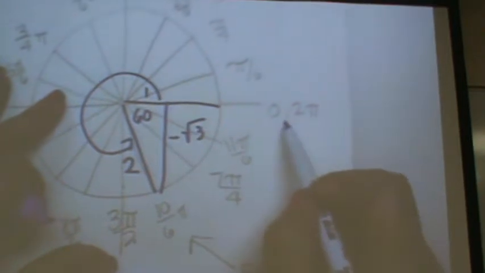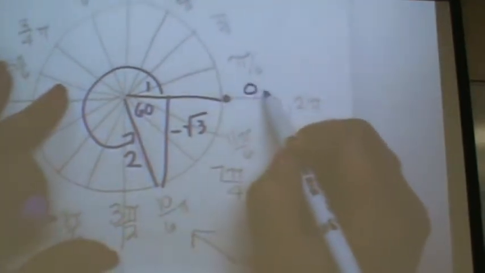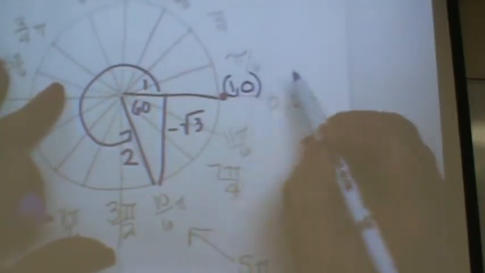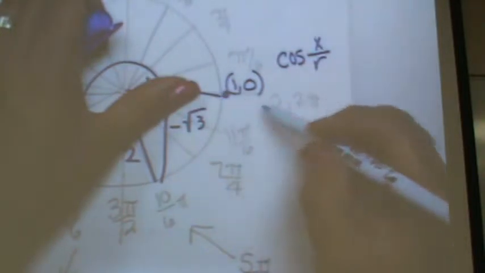Okay. What about cosine of 2 pi? Where's 2 pi at? Right here. This ordered pair is 1, 0. And cosine is defined as x over r. What's the x value? 1. 1 over 1 is 1.